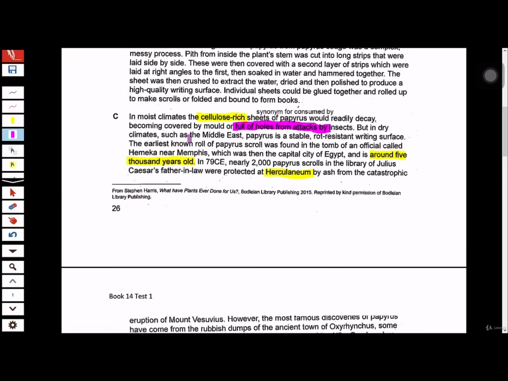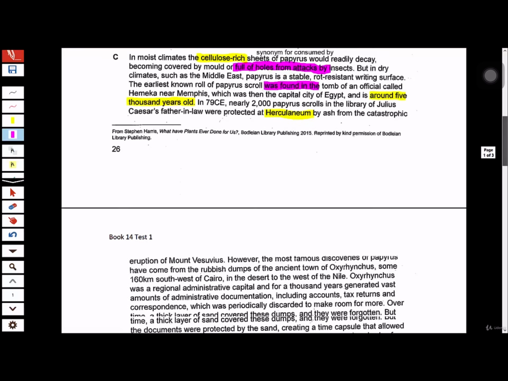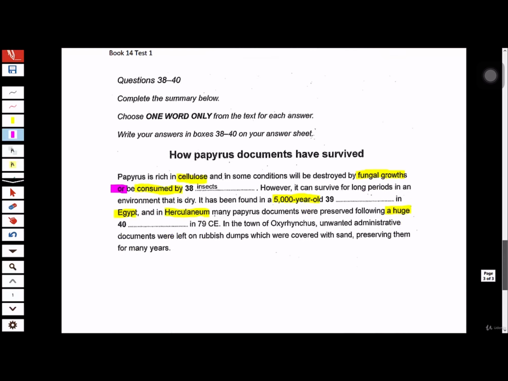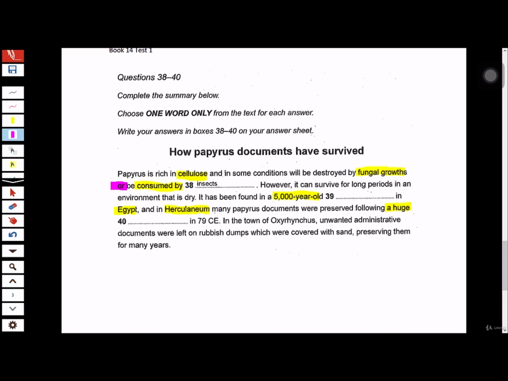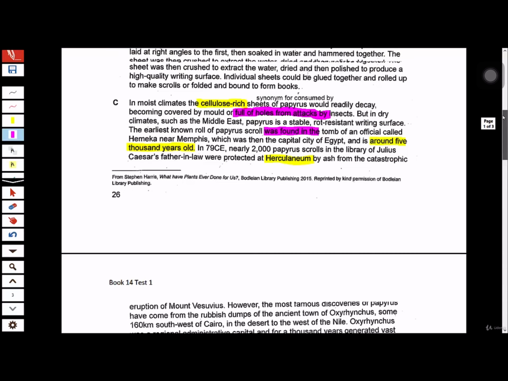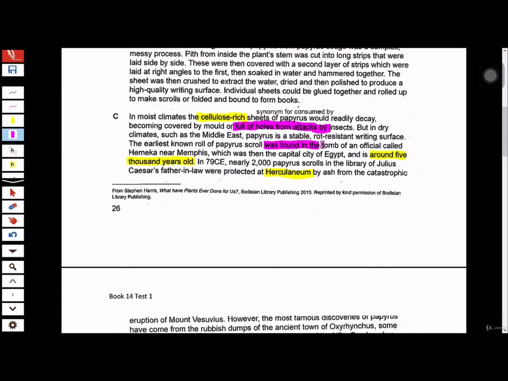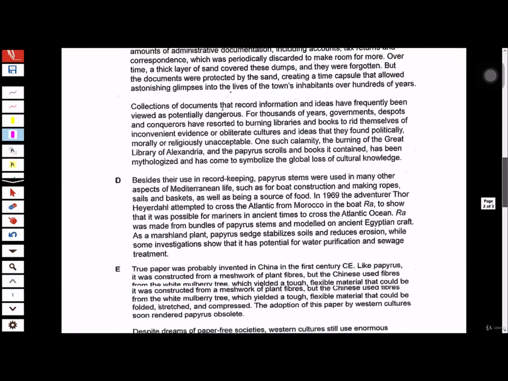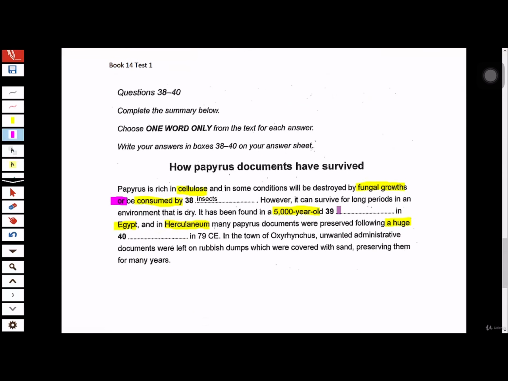Let's read that sentence. The earliest known roll of papyrus scroll was found. Well, there's our language right there. Found in the tomb of an official called Hemeka near Memphis, which was then the capital of Egypt and is around 5,000 years old. So it was found in the... "is" is a synonym for "found in," the same words. So everybody, our answer is tomb. So for number 39, we would write tomb.